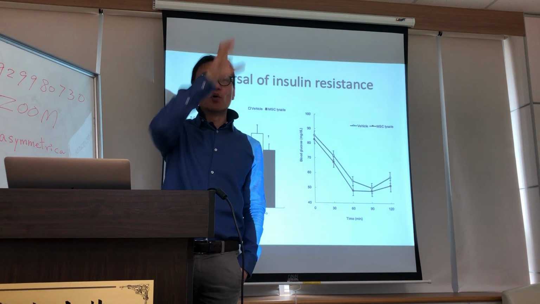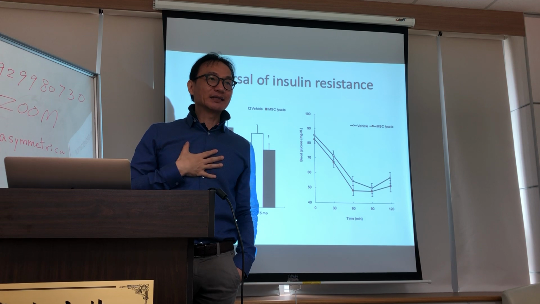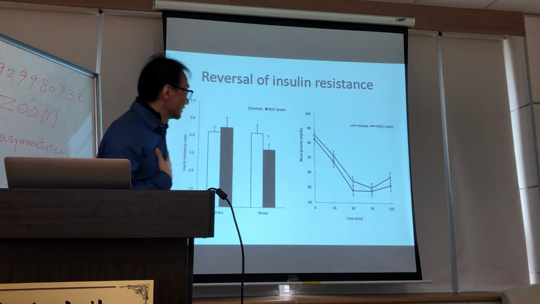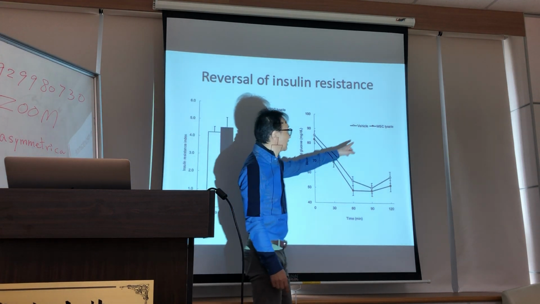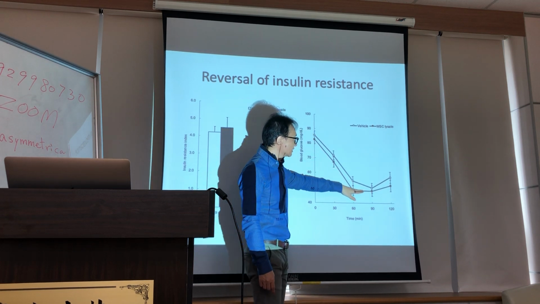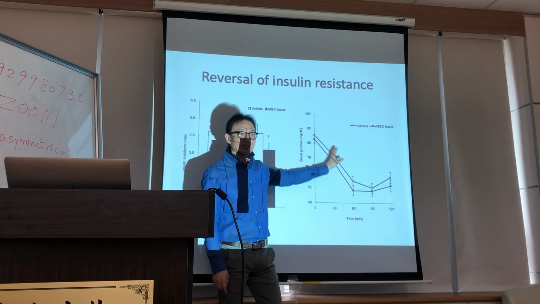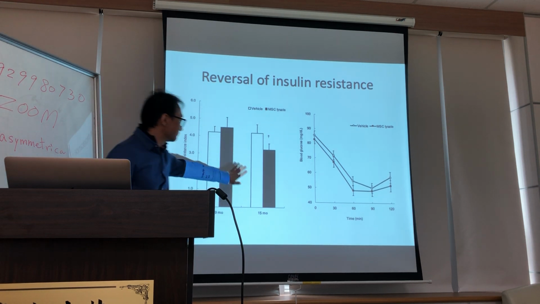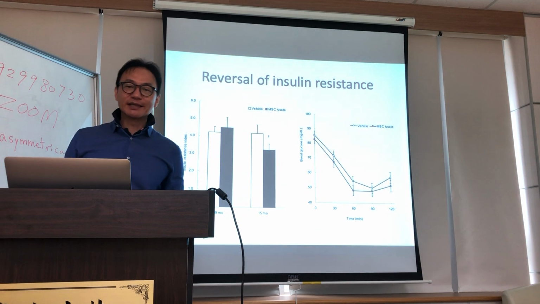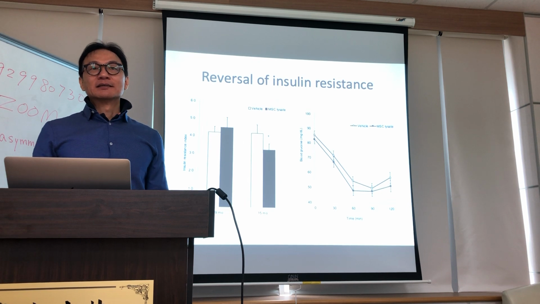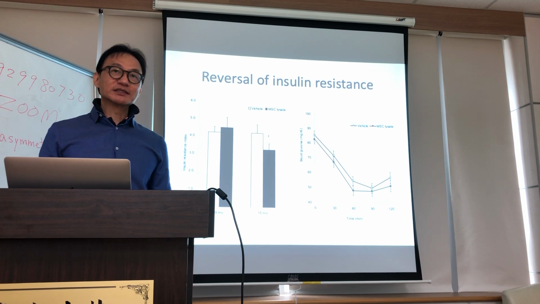But what if I drop more? That means my body is more sensitive to insulin, right? So you can see that if you have the mesenchymal stem cell lysate injection, the blood glucose is slightly lower, but I have to say that there's no statistical significance in the graph, okay, only here. So we can say that mesenchymal stem cell lysate can slightly improve your insulin sensitivity.